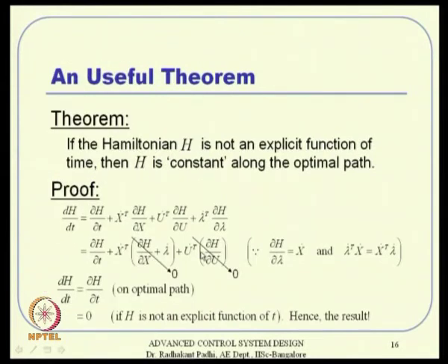Now, before proceeding further, let us observe a couple of things. The first useful theorem is something like this, which tells us that if the Hamiltonian H is not an explicit function of time, then the Hamiltonian H is constant all along the optimal path. So how do you prove that? It is a very straightforward proof. If you take the total derivative of the Hamiltonian, dH/dt, it is nothing but the partial derivative plus these terms.